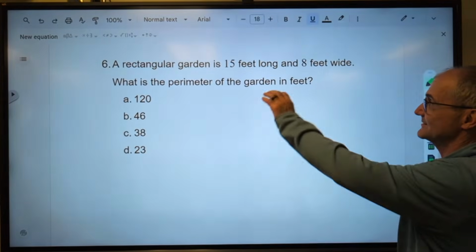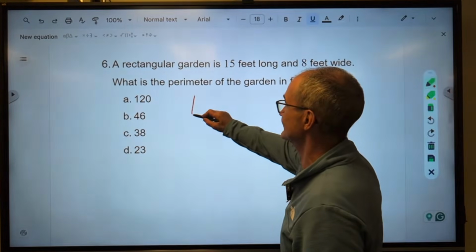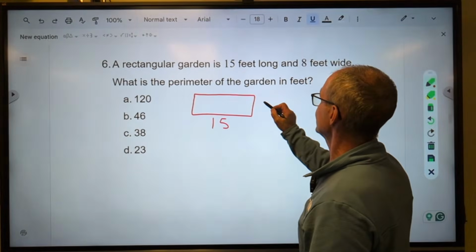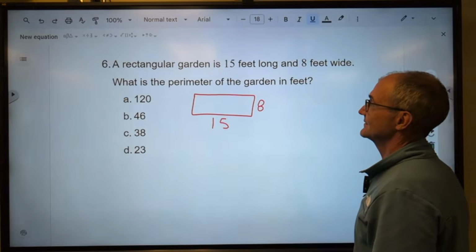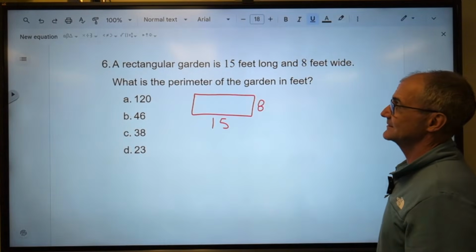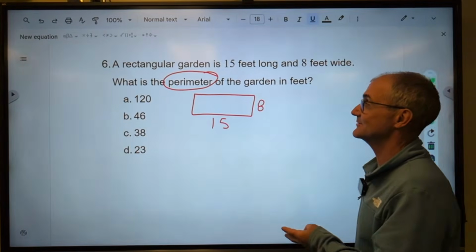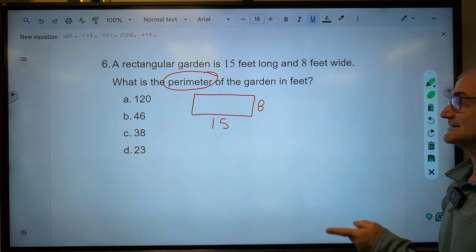Okay, convert this into a picture: a rectangular garden, 15 feet long by 8 feet wide. There's my picture. Step 2, what am I looking for? Perimeter. That's the key word here. And I'll show you why that's the key word, right?